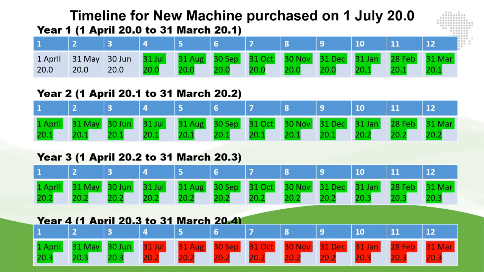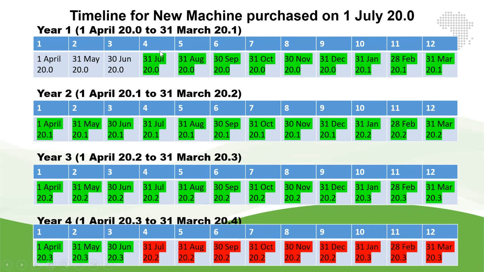So year 1 will end when? On 31st March 20.1. Why am I saying it's going to end on 31st March 20.1? You were told that this asset was purchased on 1 July 20.0. That 1 July 20.0 forms part of the financial year that ends on 31st March 20.1. So if a year ends on 31st March 20.1, it started when? On the 1st of April 20.0.